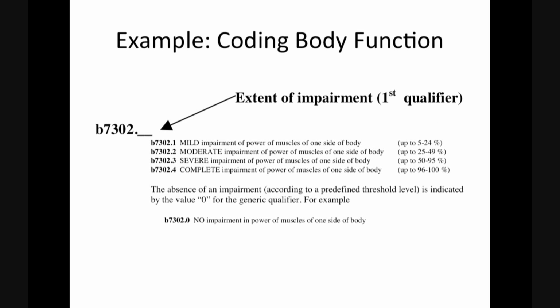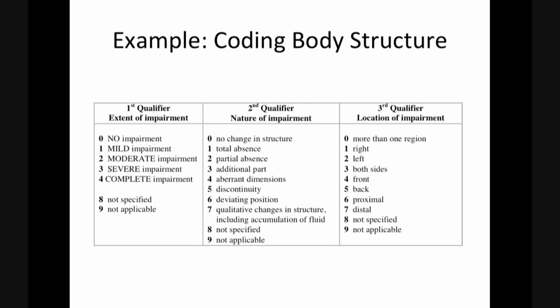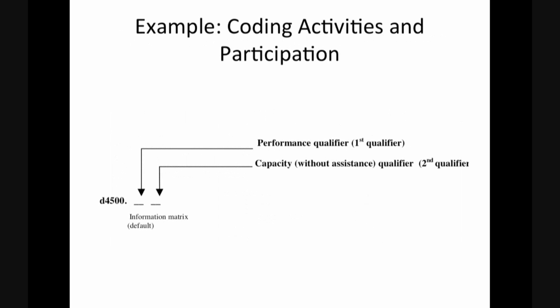As an example, in coding body functions, the first qualifier is the extent of the impairment, as shown on the screen. The second qualifier is the nature of impairment. And the third qualifier is the location of impairment. On coding activities and participation, the first qualifier would be the performance, and the second qualifier is the capacity qualifier. Here are some of the examples of ICF.